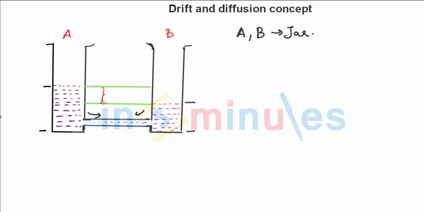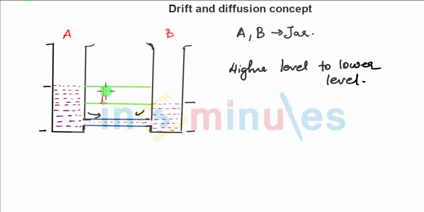As per the concept, the water always flows from a higher level to a lower level. Now this part which is shown over here is called the level gradient. What do you mean by gradient? Gradient is the difference. The water level over here in A is more as compared to the level of water in the jar B. B has a low level and A has a higher level of water.